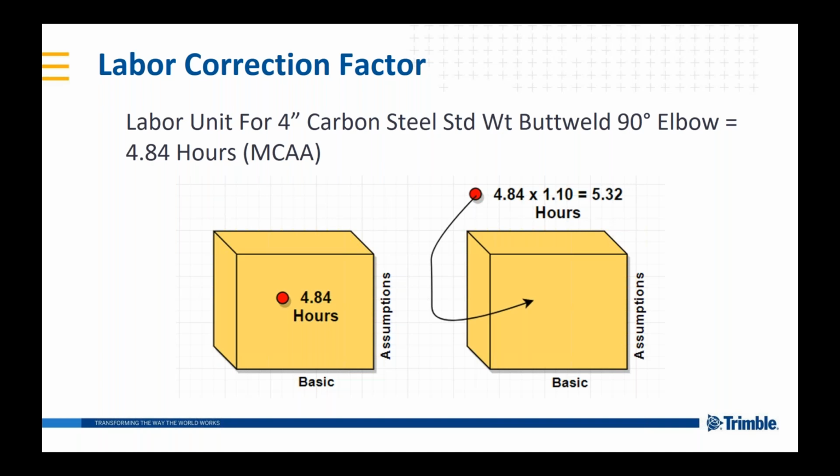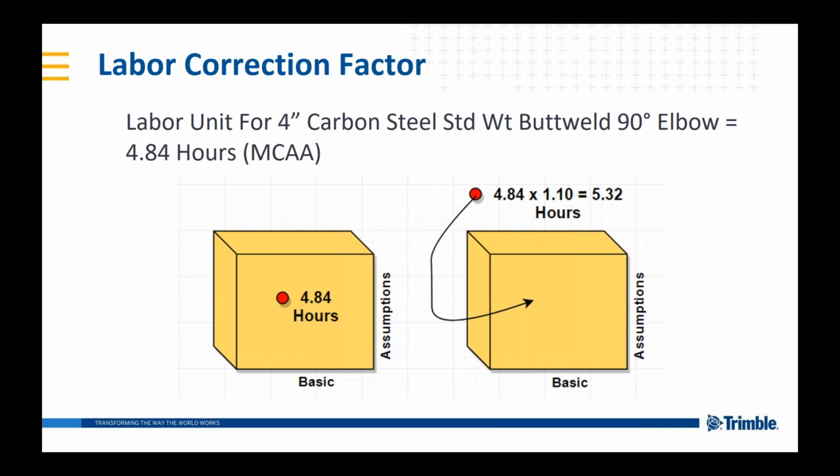When a job site condition such as height impacts that installation, then a height factor must be applied. In the example I used here, I just used a 10% example. We're adding 10% because of the height that we're working at to install this elbow. That 4.84 hours now becomes 5.32, shown on the right. So once that factor is applied, it basically brings that labor unit back within the box that is bounded by my basic assumptions. So I hope that makes sense. A little corny example, but I like to use that one. Once that factor is applied, the labor unit is back inside the box.